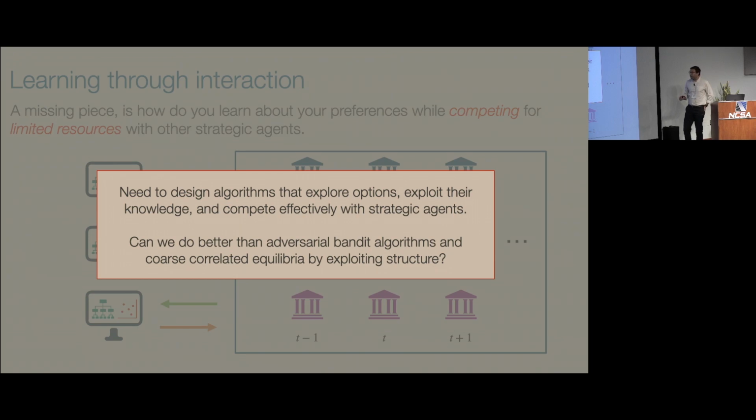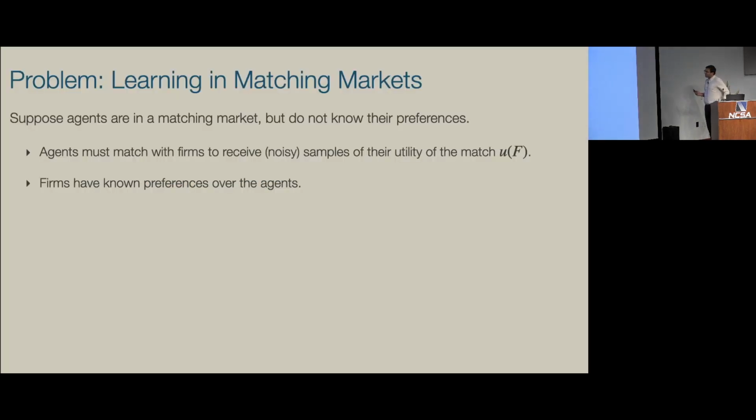But we also want to go a little bit further than adversarial bandit algorithms that just deal with other agents as being purely worst case. And we want to say something a little bit stronger than just saying we're going to converge to coarse correlated equilibria, which is generally the guarantee that we get by using no regret algorithms.